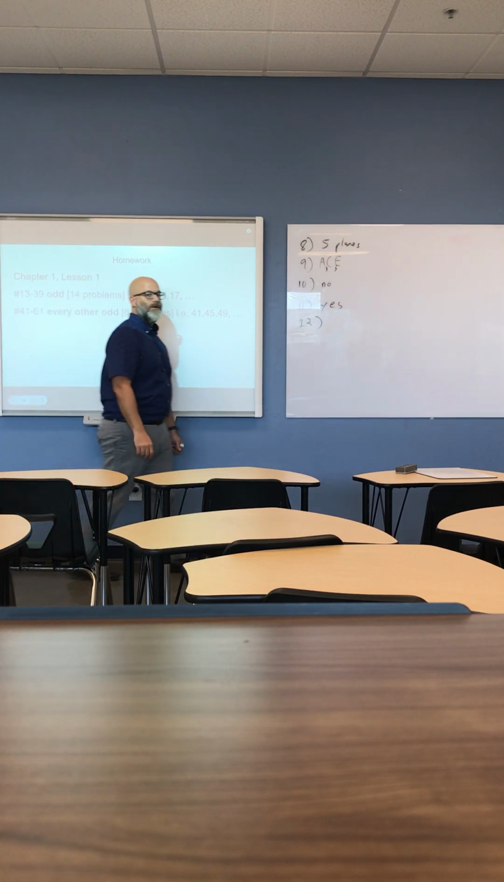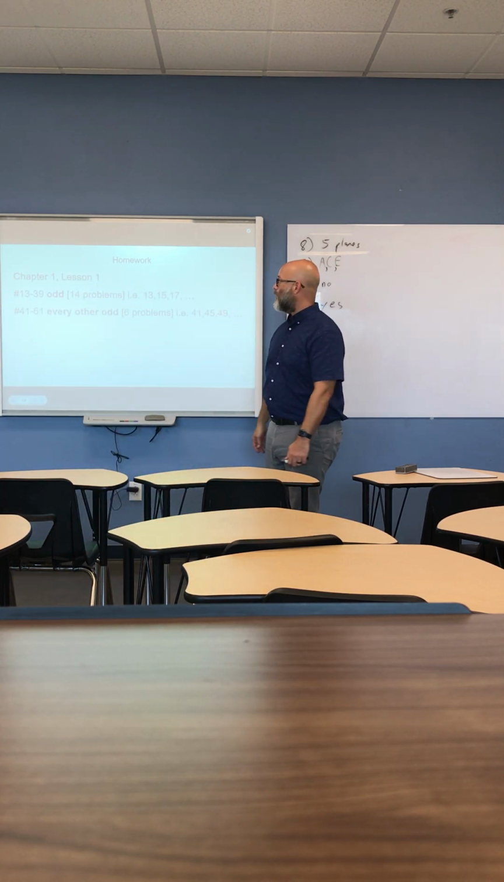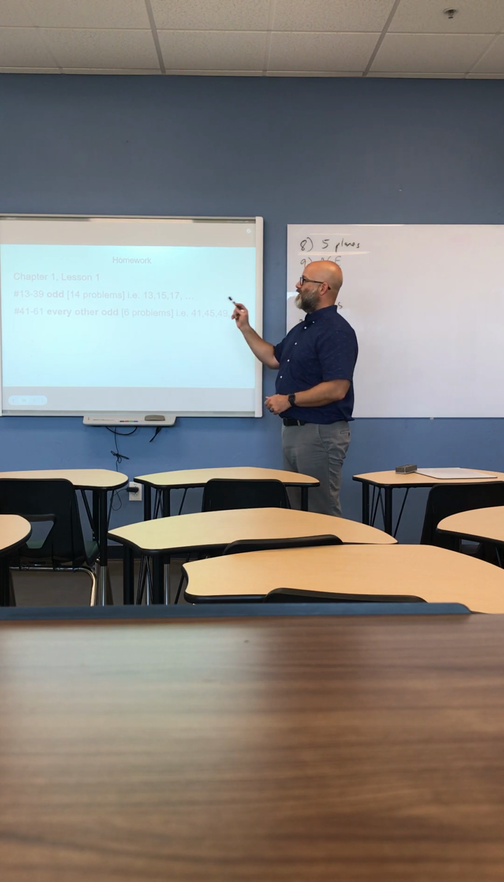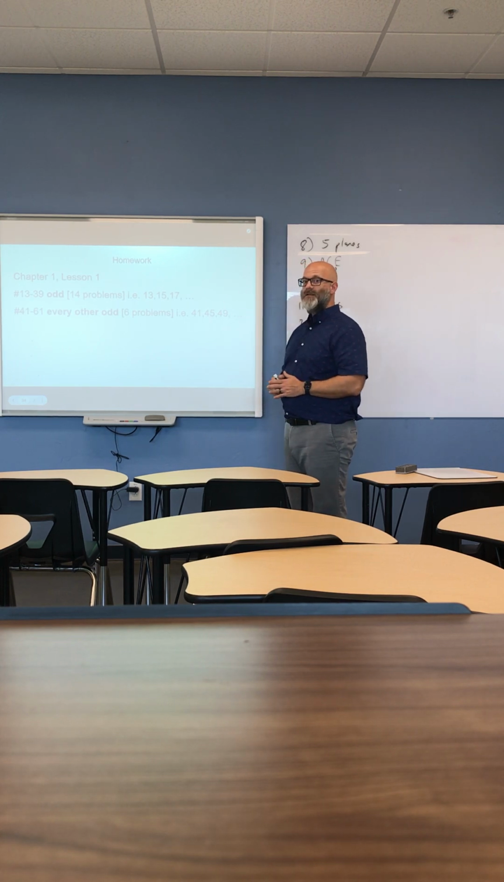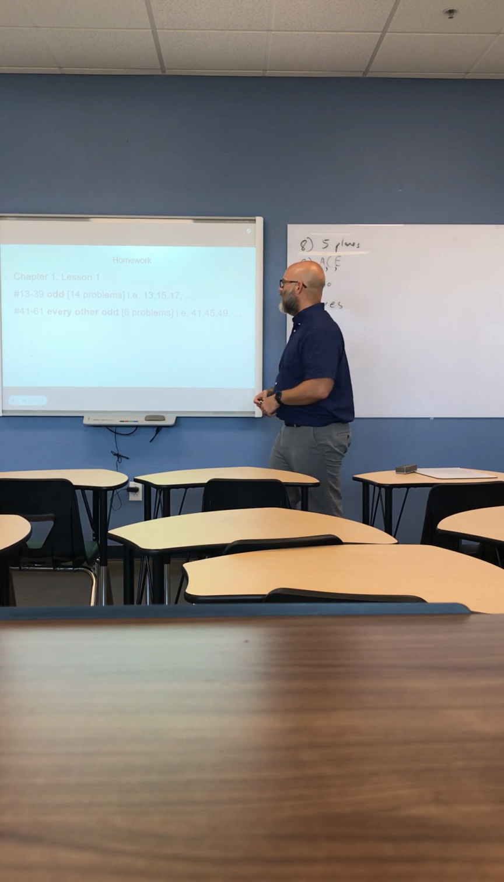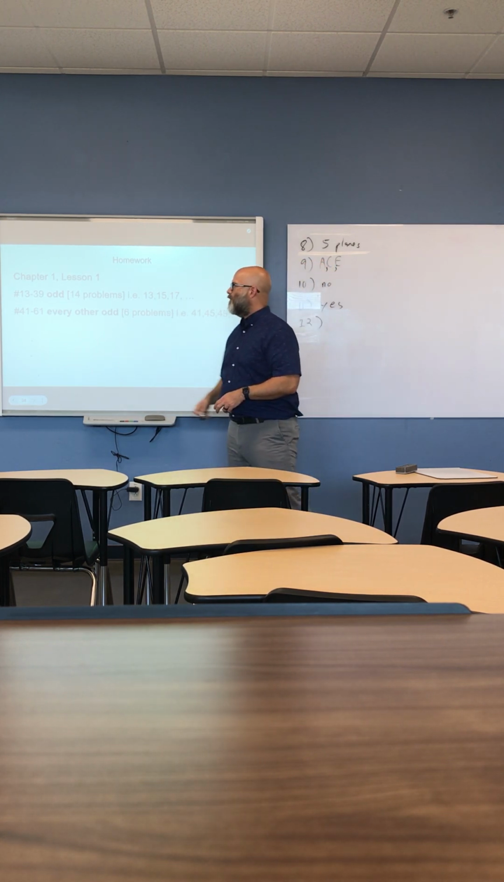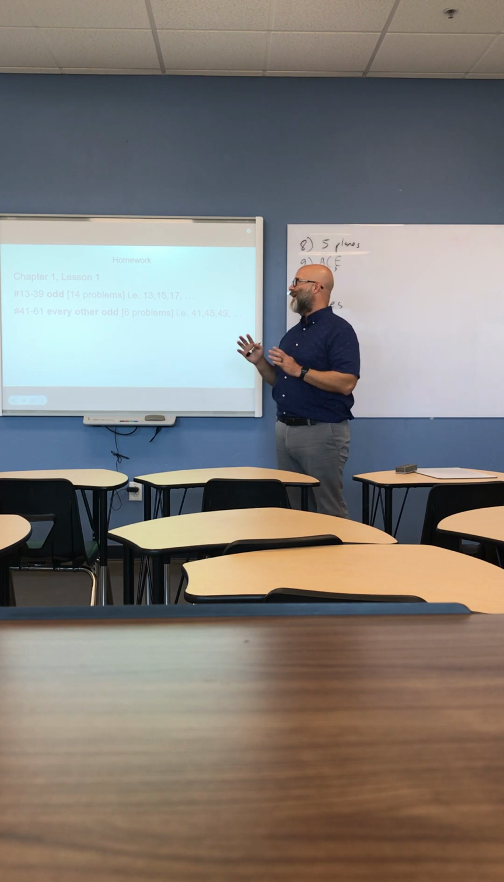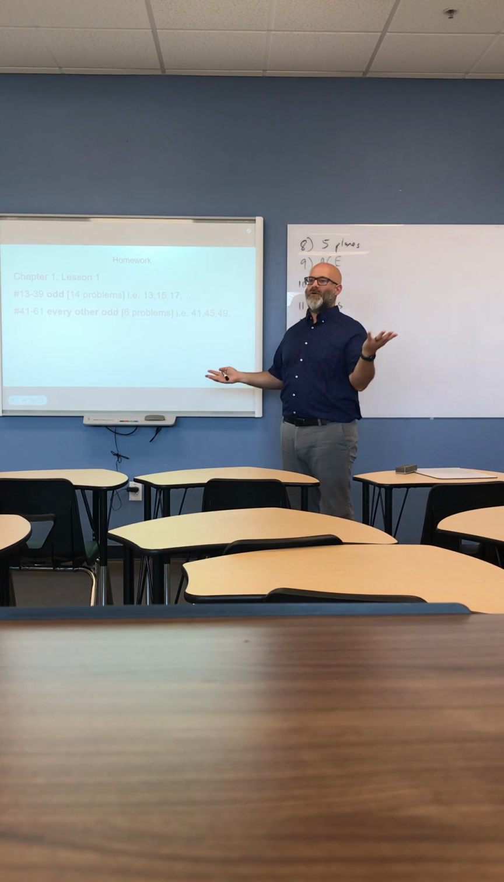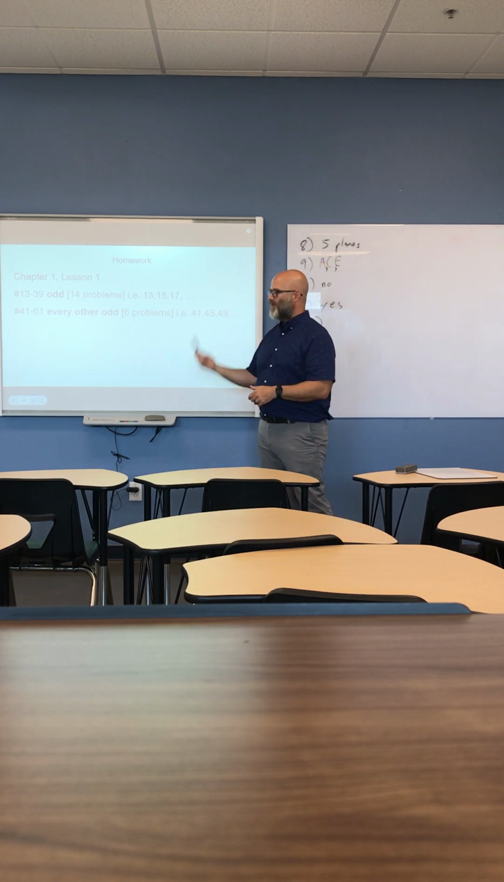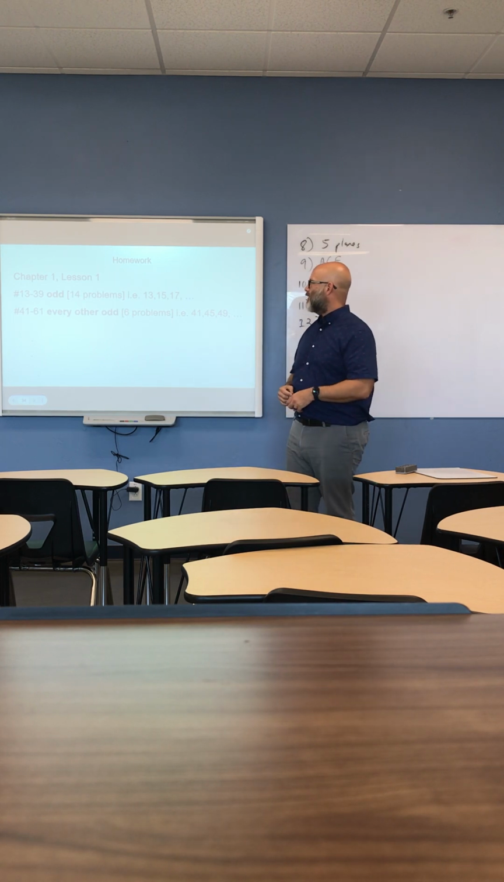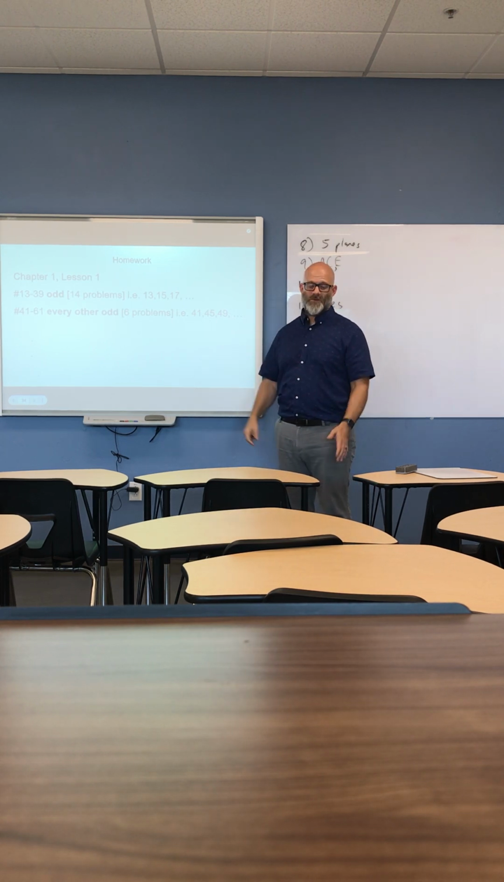Okay, you have homework. You'll on average have 20 problems of homework. Your homework is problems 13 through 39 odd, which means you'll count by 2s, 13, 15, 17, 19. And then you're gonna have problems 41 through 61, every other odd. What does that mean? It means you count by 4s, right? So it'll be 41, 45, 49, and so on and so forth. If you put it together, you have 20 problems for homework.